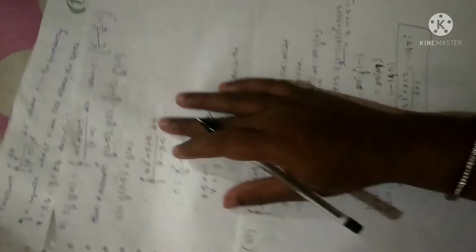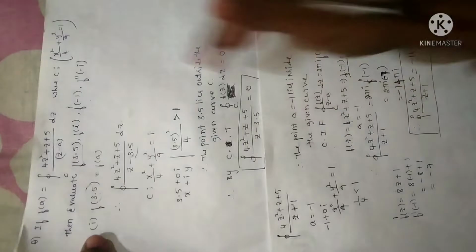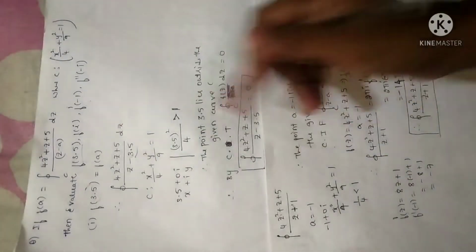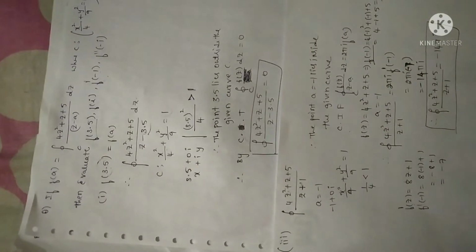Clear? Now the fourth one, what we have? f double dash of -i. That is, we have to differentiate the given function twice. Fine. Anyhow, let me do here. Third one, hope it is clear for you.